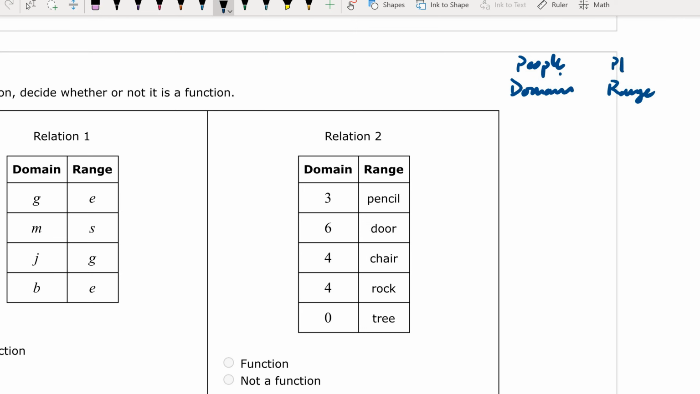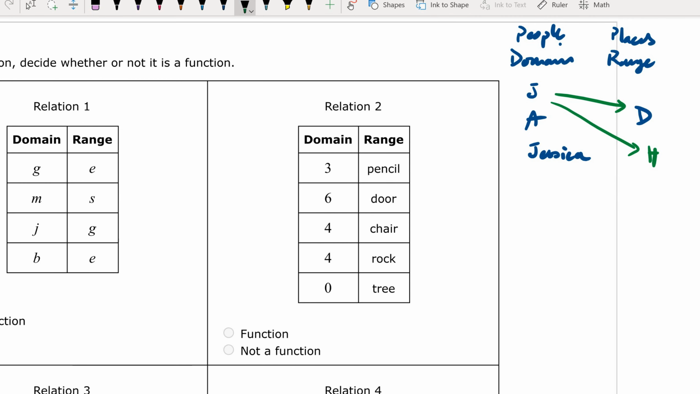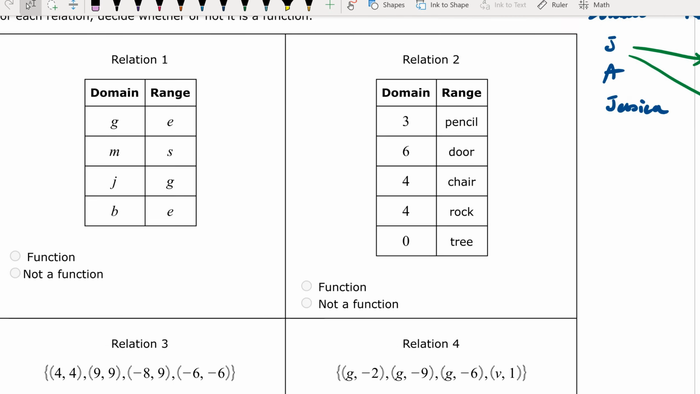Range is places. Okay, so let's say Jose, Angel, Jessica. Okay, they all can go to Disneyland at the same time. So each person going to Disneyland at the same time is still a function. But one person cannot be at 2 places. Like Jose cannot go to Disneyland and also go to Hawaii. Okay, so if one person goes to 2 different places, it's not a function, which means the domain cannot be repeated.